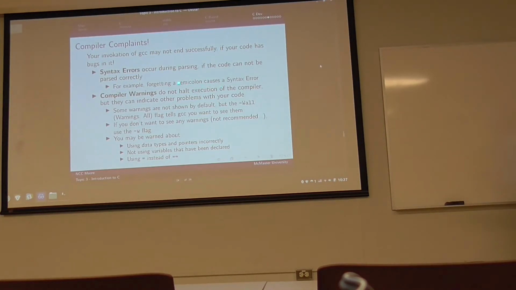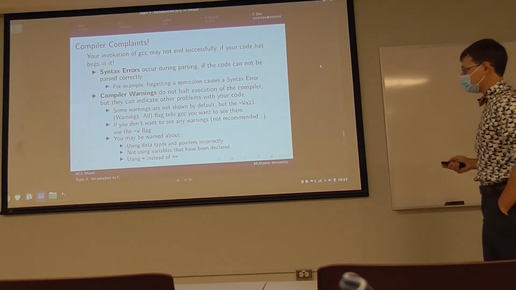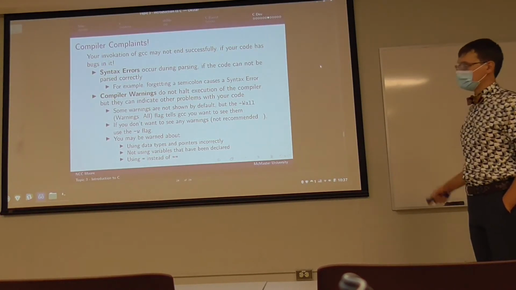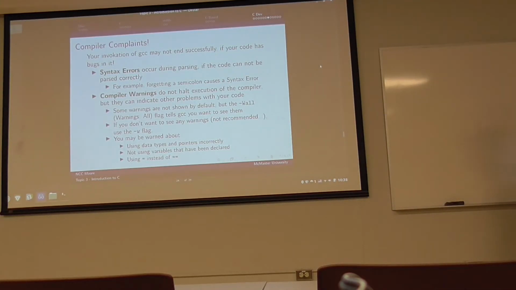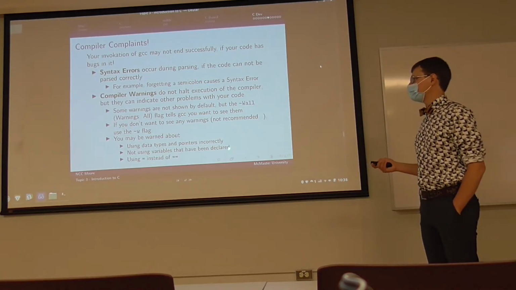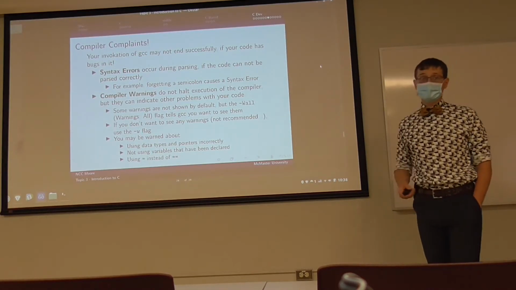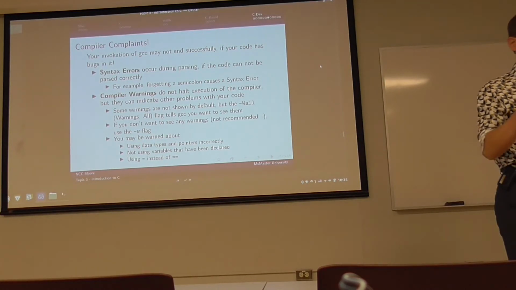Anyway, so compiler warnings do not halt the execution of the compiler, but they can indicate other types of problems with your code. Some warnings are not shown by default, but if you use -Wall, warnings all, then GCC will show you all warnings. Not all warnings are relevant, some are, some aren't. If you don't want to see any warnings, which is not recommended, you can just use the lowercase -w flag. By the way, with all of these options, they're all case sensitive, so keep that in mind.